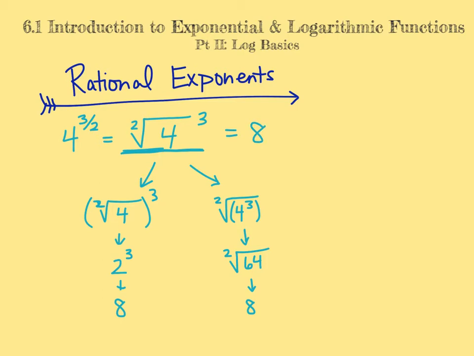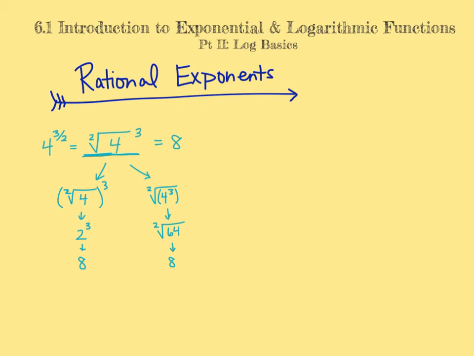Please note also that in this problem, I did write the index of 2 every time just to show you. However, when we have an index of 2, we don't need to write it, because we assume that when we have a root symbol, we're taking a square root. If we're taking a different type of root, like a cube root, we would definitely have to put the index there.